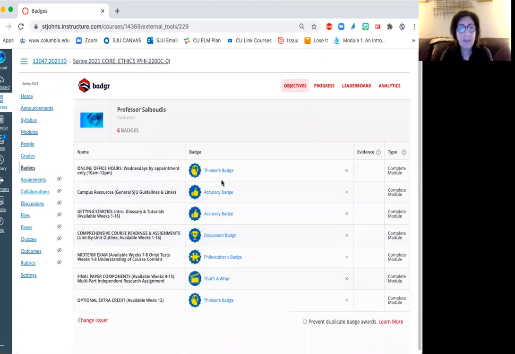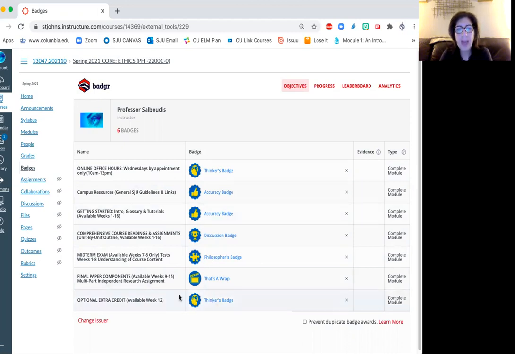And then badges refers to these symbols that you get, kind of like a sticker board, that are system generated through Canvas for when you finish a unit or when you attend an office hour or when you visit the St. John's campus resources or the getting started. Once you finish all the comprehensive course readings, once you've completed the midterm exam and the final paper, and if you've completed the optional extra credit, there's also a badge for that.